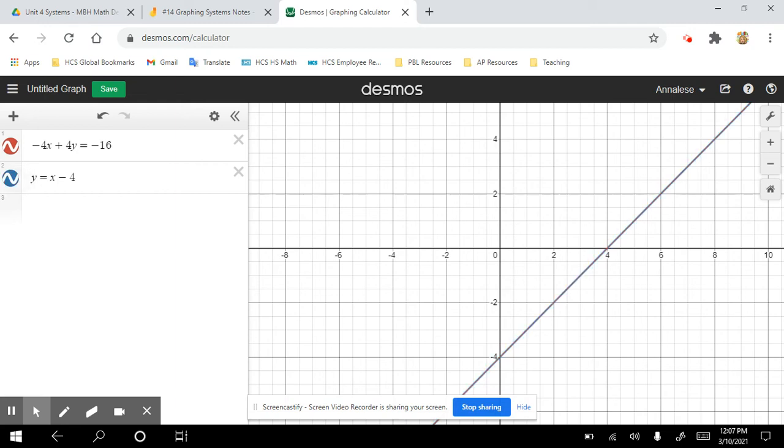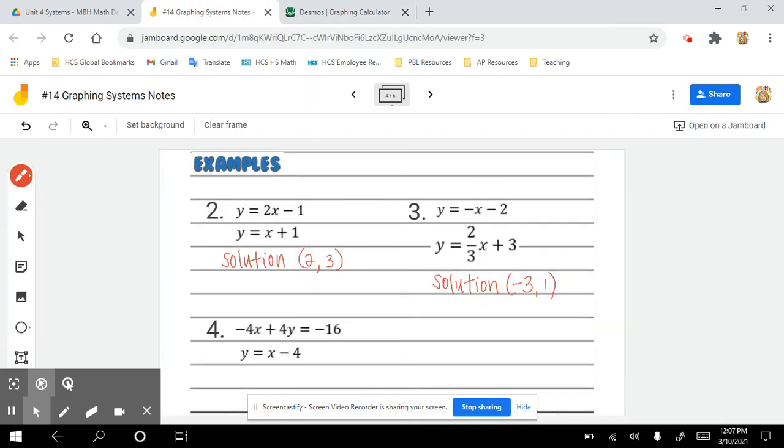Literally, they overlap on each other, which means that we have an infinite number of solutions to these two systems because they literally are the same line and they overlap each other, which means they touch or cross an infinite number of times along the entire length of our line.